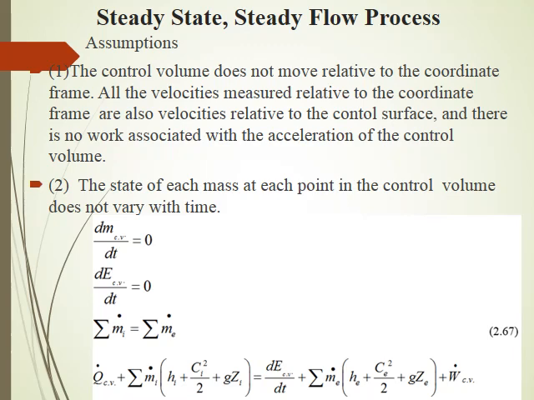So by this we get that the summation of mass inflow is equal to the summation of mass outflow, because when there is no change of mass within the control volume with respect to time, we get equation 2.67 from the conservation of mass equation that we have done earlier. When we substitute these terms here, we get this final term, written as the last equation on this slide.